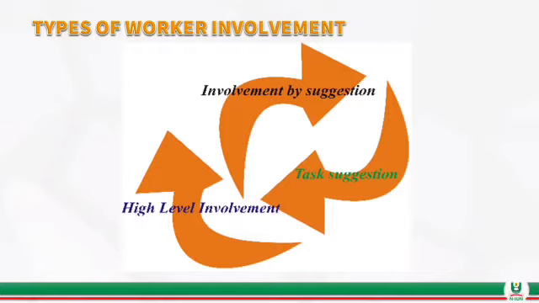What do we mean by involvement by suggestion? Involvement by suggestion is usually generated by structures such as quality circles. And what do we mean by quality circles? A quality circle is a group of employees who meet regularly to consider ways of resolving problems and improving production in their organization. So these structures function in parallel with the formal organizational structure and require no change.